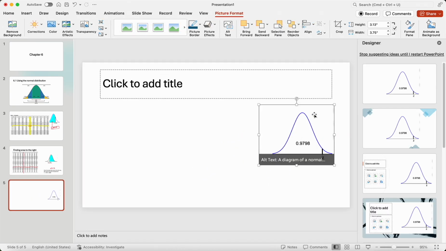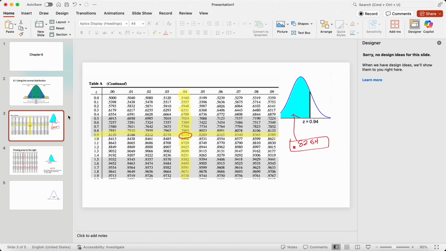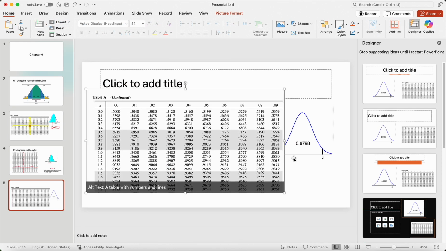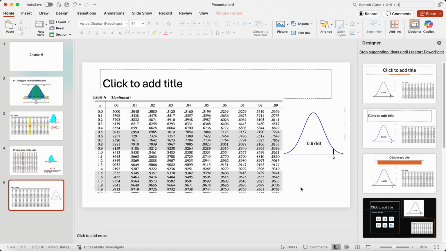Sweet, got it before it disappeared. And I might be able to get away with copying this table again. Awesome.